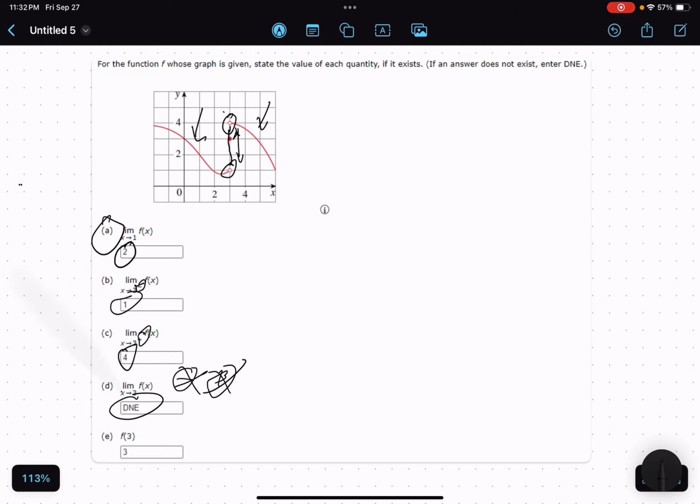Okay? But in E, f of 3, in this example, the answer would not be does not exist. The reason why is because it just wants to evaluate it at this point. Obviously this wouldn't work because there are holes, so you can't solve it there. But there is a dot here, and this dot represents 3 on this side. So the answer would be 3.